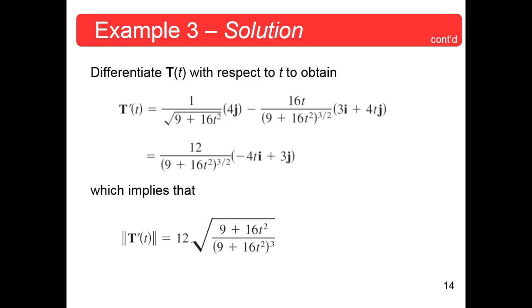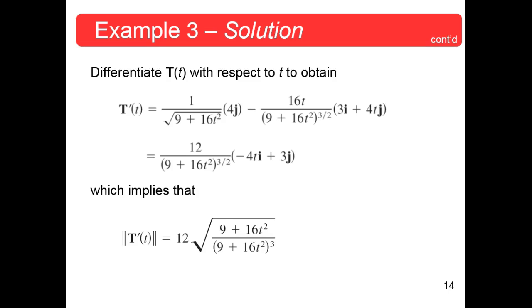Now, to get from that to this, we multiplied this by 9 plus 16t squared, and that would be this thing to the 2/2 power, so that gives us this. So this is (9 plus 16t squared) times 4. 9 times 4 is 36 plus 64t squared.